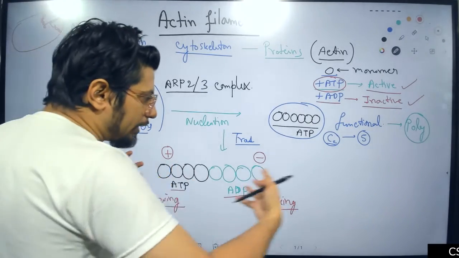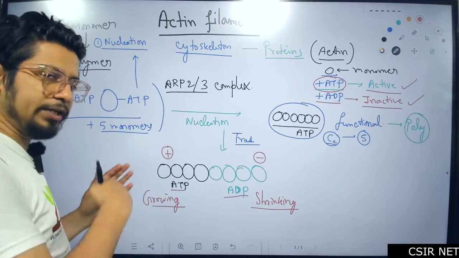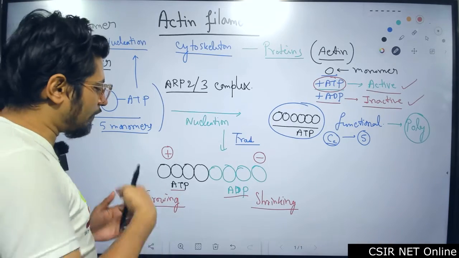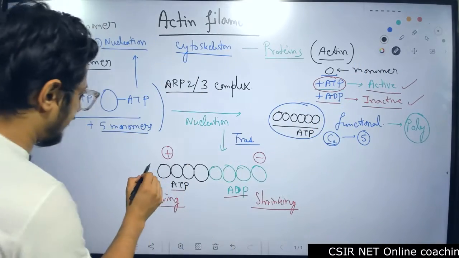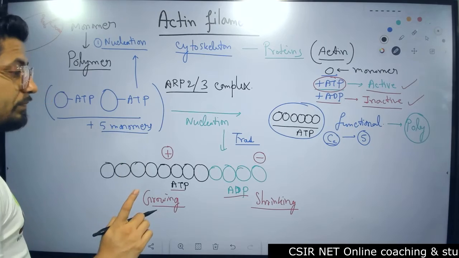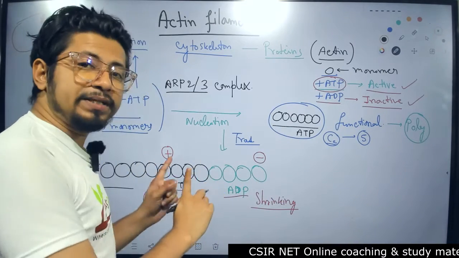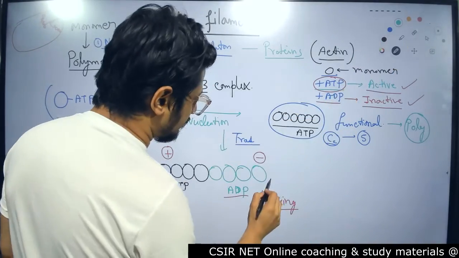And in a polymer structure of actin, new actin monomers continue to be added to the plus end. ATP associated forms are continuously added to the plus end. So the new actins are always being added here. But while we continue to grow, from the opposite end the ATP is hydrolyzed to ADP. Now the ADP associated actins start dissociating.